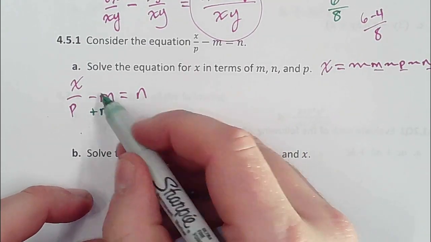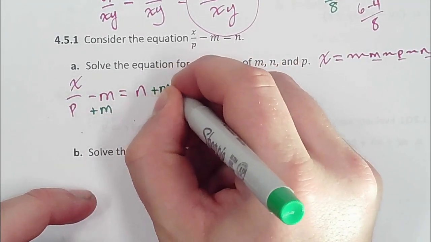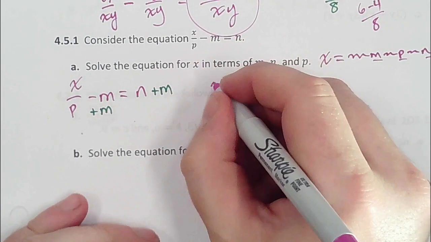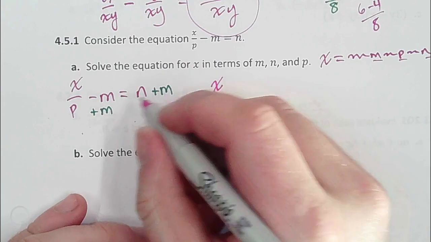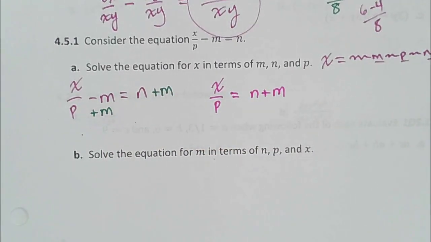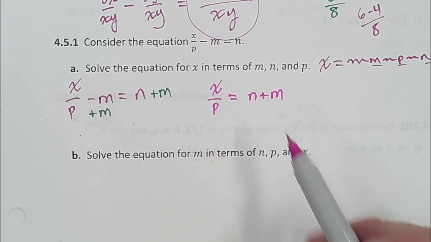Adding m will get rid of that. Now of course to add m and get rid of this, that would change the problem, unless we add m to both sides. So we get x over p, that becomes nothing, equals n plus m. Now x is not completely on its own. It's not solved in terms of m, p, and n. In fact, there's no p in this at all.